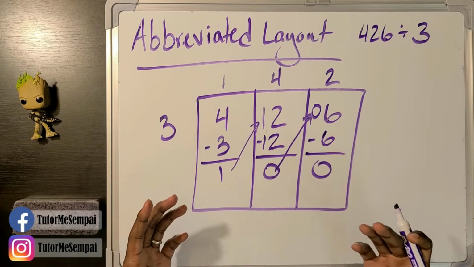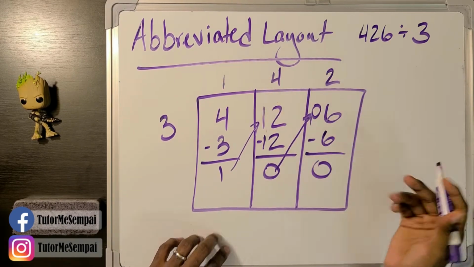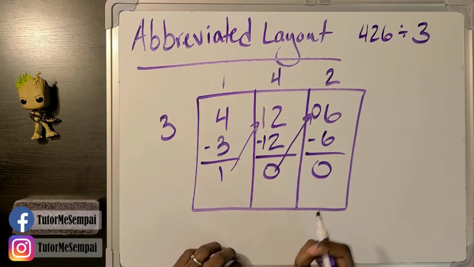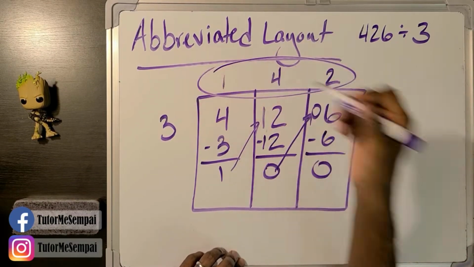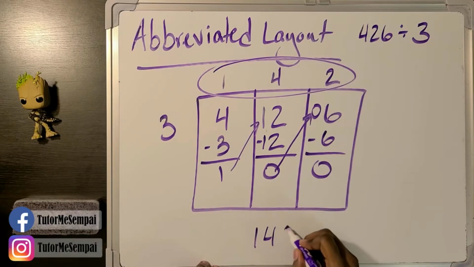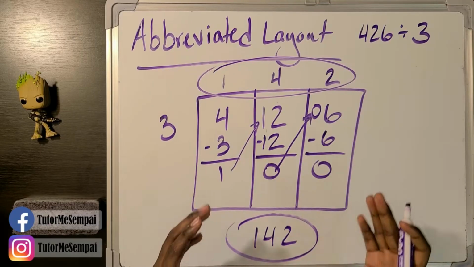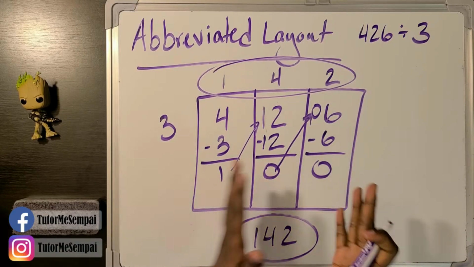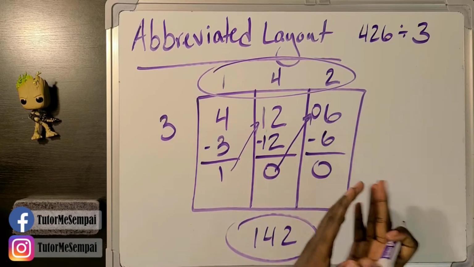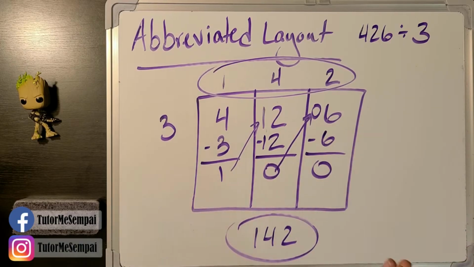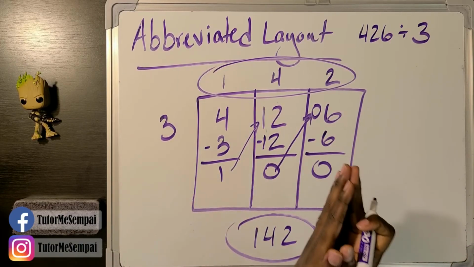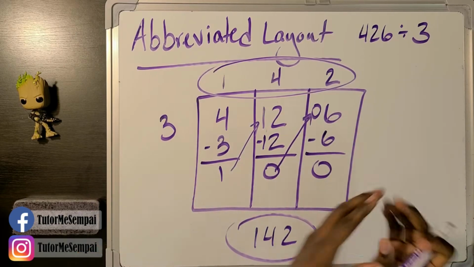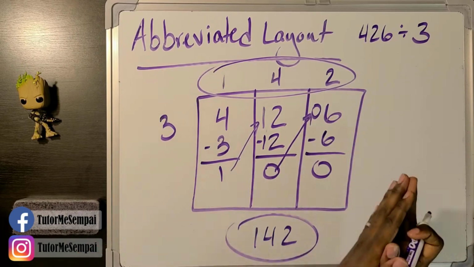Now, you also may be tempted to add across your tops. However, you don't have to do that for this abbreviated layout because this is your quotient. Your 142 is already laid out just for you when you do this version. So you see, this is a lot less writing than the full layout, but you can't necessarily do the same exact steps. There are some similarities, but there are also some differences. So make sure you don't get confused.